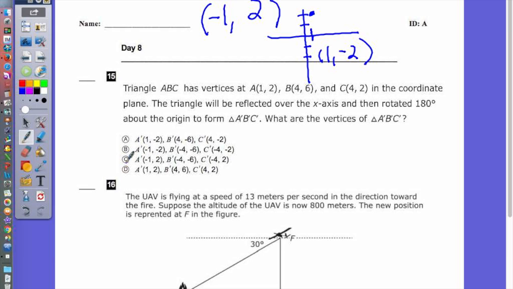So right away, the only possible answer that works is C. The problem is when you do this, the B prime of -4, -6 does not work. So this is unfortunately a bad question. Okay?